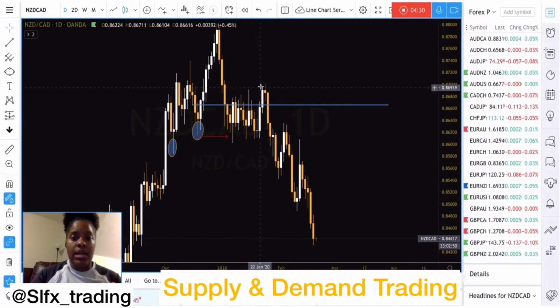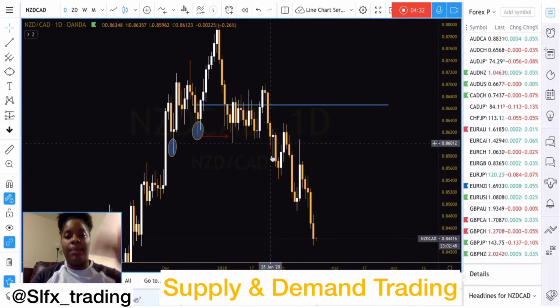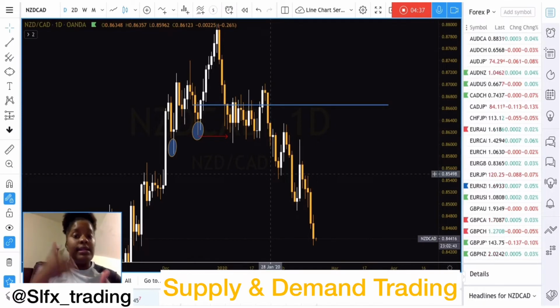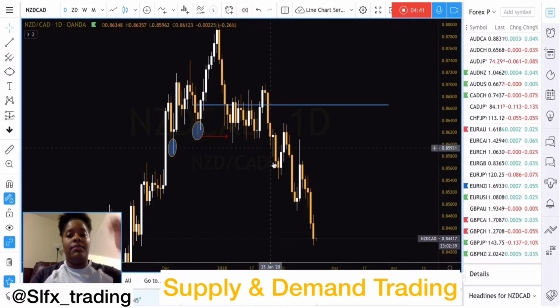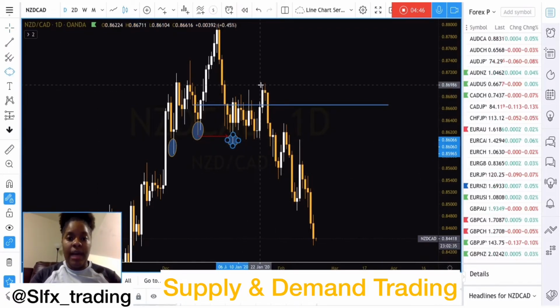Rejection candle, tried to push up, couldn't really stay above, closed back. These are the confirmations that I'm looking for time and time and time again in the market, no matter what currency pair I'm trading, right? Then as you can see, what happens? We got a lower low. We have a lower high here.